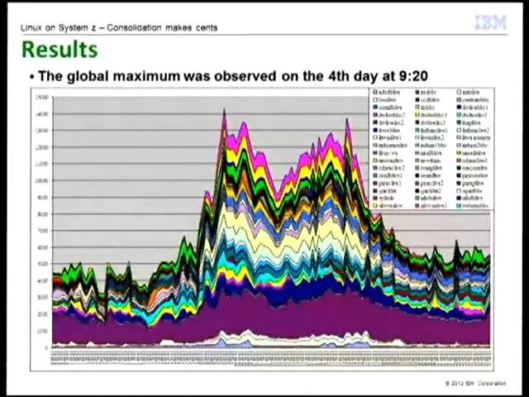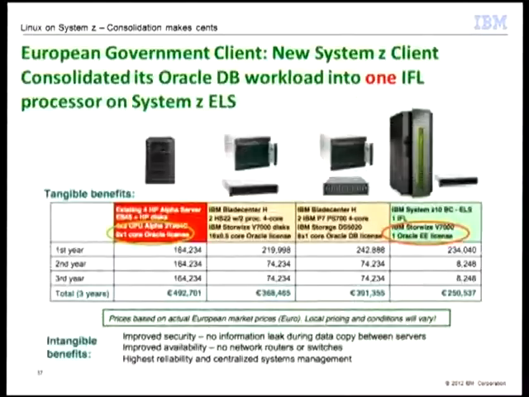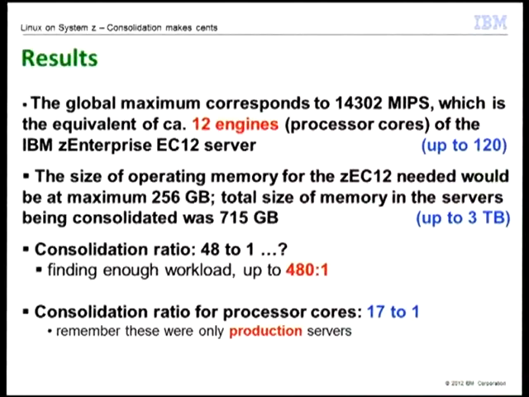And if you look at just one day to make it a little bit more readable, you can see the deep purple down there that's making up most of the load is basically the main database server, so that makes sense. Well, to make a long story short, we could consolidate that workload onto 12 engines, meaning processor cores, on the new mainframe. So 48 servers with 205 cores onto just 12 cores in a server that can have up to 120.